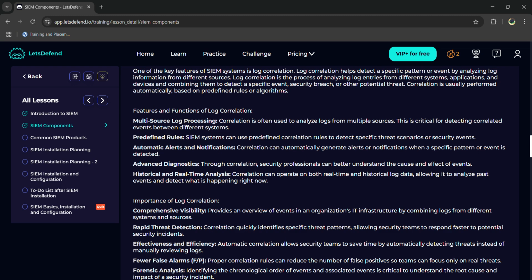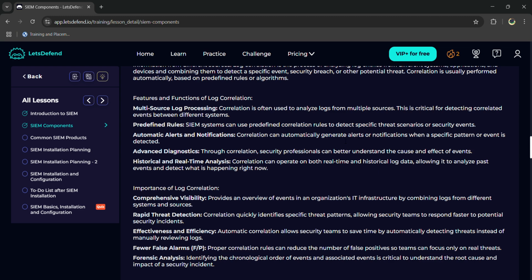Multi-source log processing. So correlation is often used to analyze logs from multiple sources, and this way we can collect and correlate events from different systems. Next up we have predefined rules. So some systems can use predefined correlation rules to detect specific threat scenarios or security events. Next is automatic alerts and notifications. We can send alert notifications whenever a specific threshold has been met or a specific event has been detected.